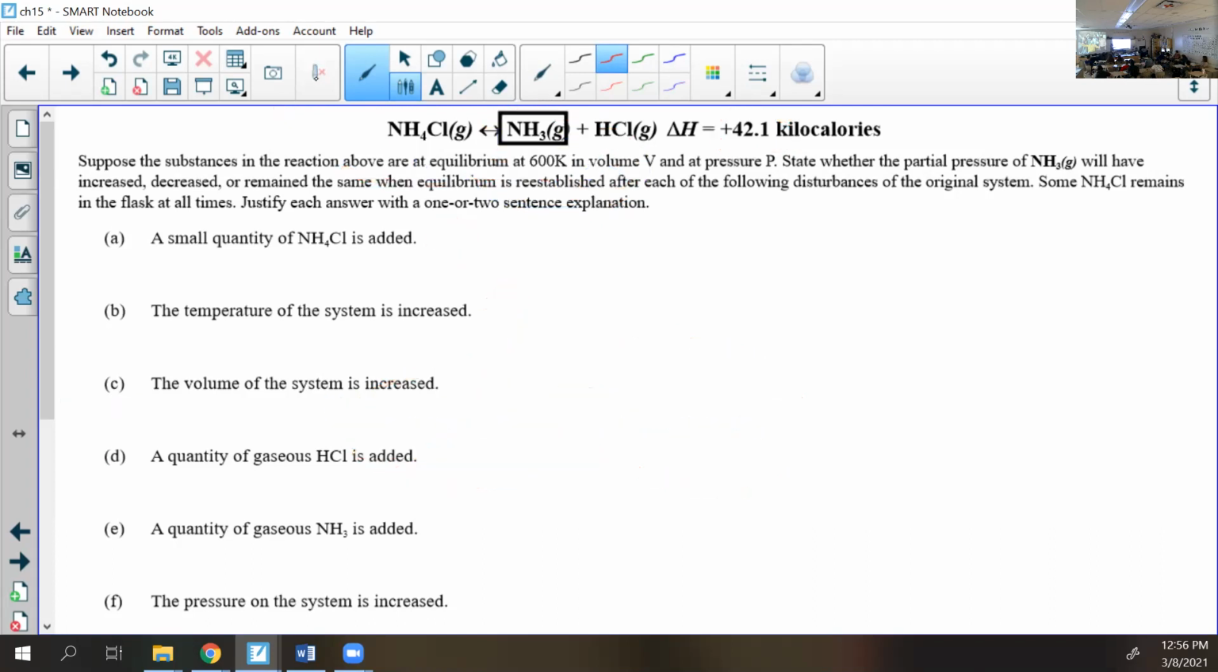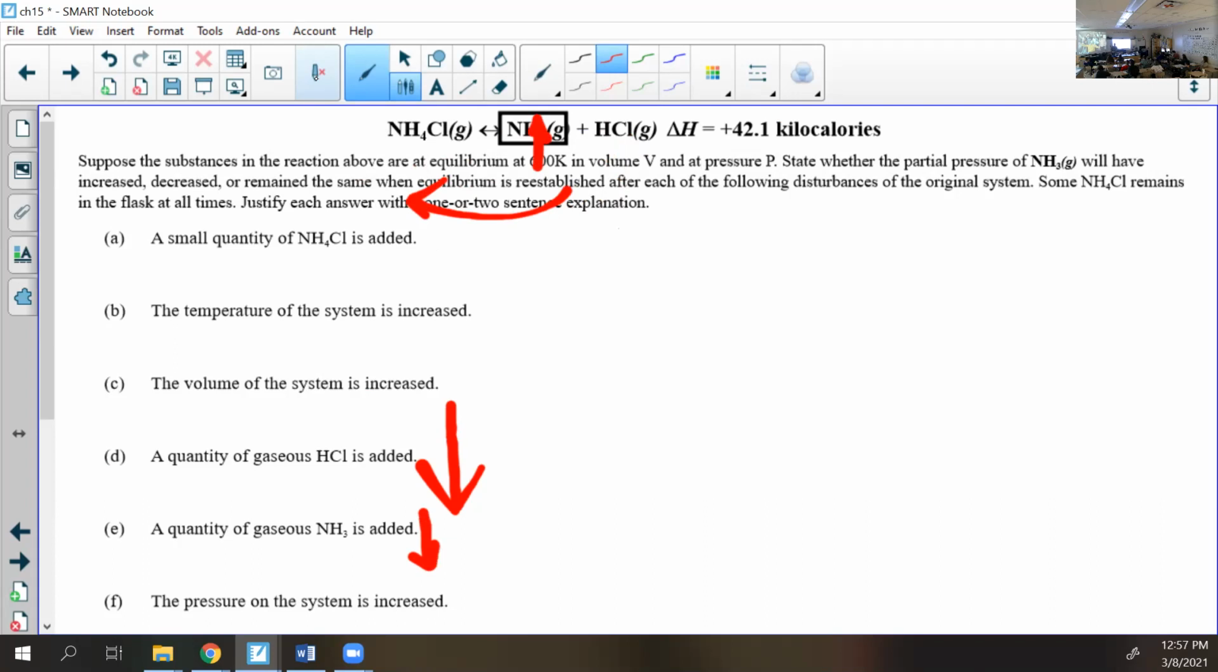Okay, next, HCl is added. If I add, where do I move? Away. That would cause NH3 to go down. NH3 is added. Kids get this wrong all the time. You're like, I added, it must have increased. That's wrong. We want to know what the equilibrium does. If I add, I go away. Anytime you add, you go away from there.